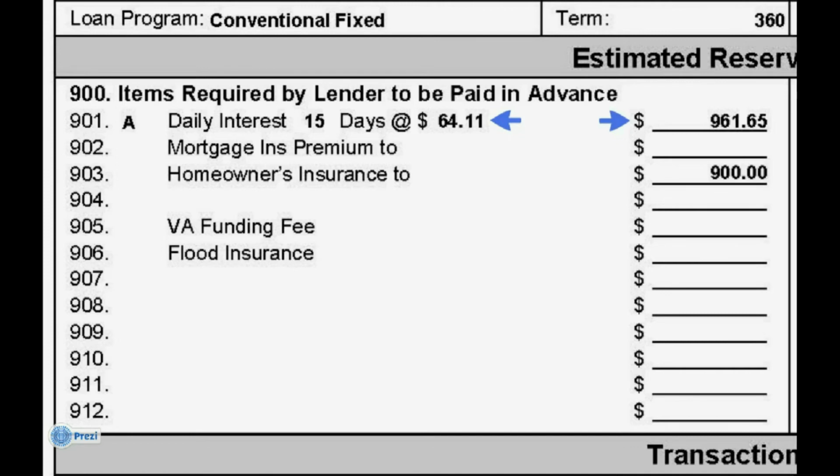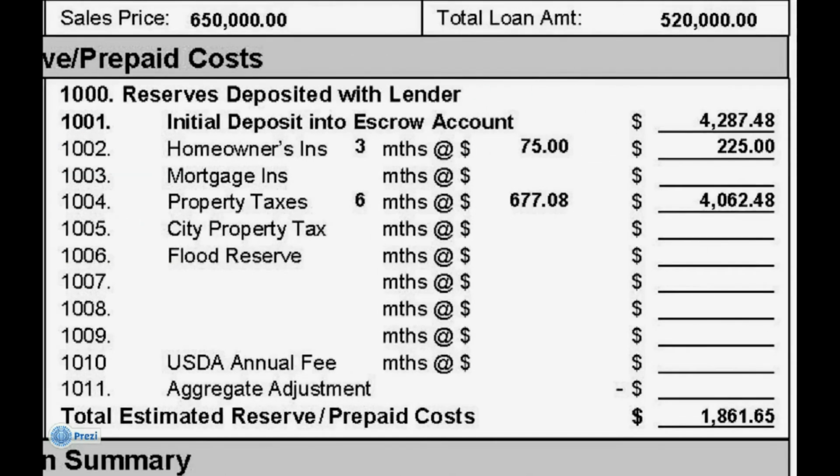When buying a property, it's also common for the first year's premium of homeowners or hazard insurance to be paid up front. This is the cost listed on line 903. The actual amount of the insurance will be negotiated between you and your insurance carrier. Other items included in this section would be upfront charge for mortgage insurance, flood insurance if required, or the VA funding fee. Moving to the left side, you will see Section 1000, which lists reserves deposited with the lender.